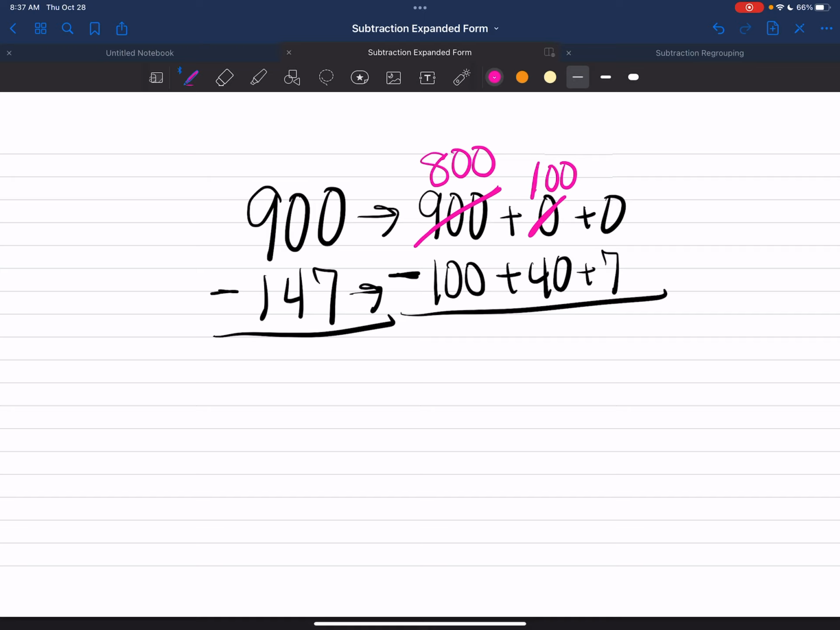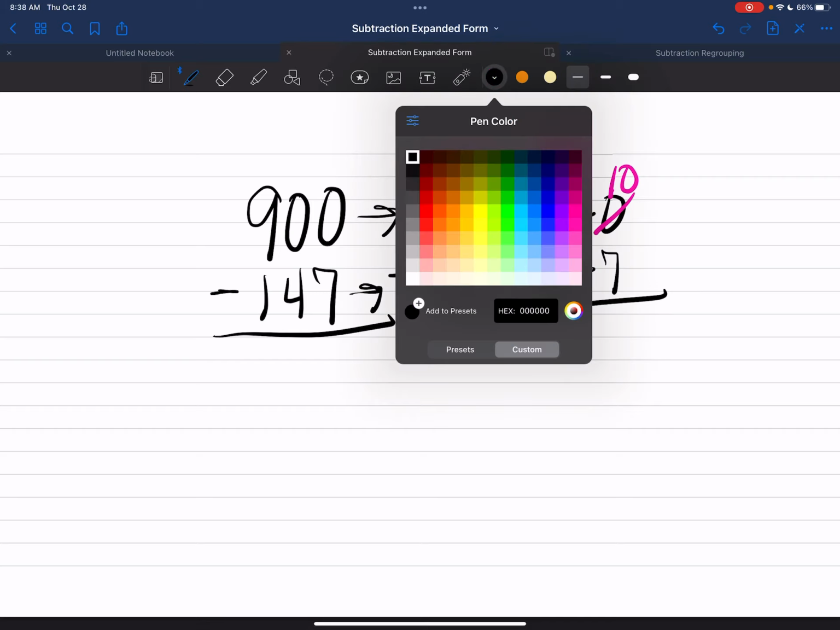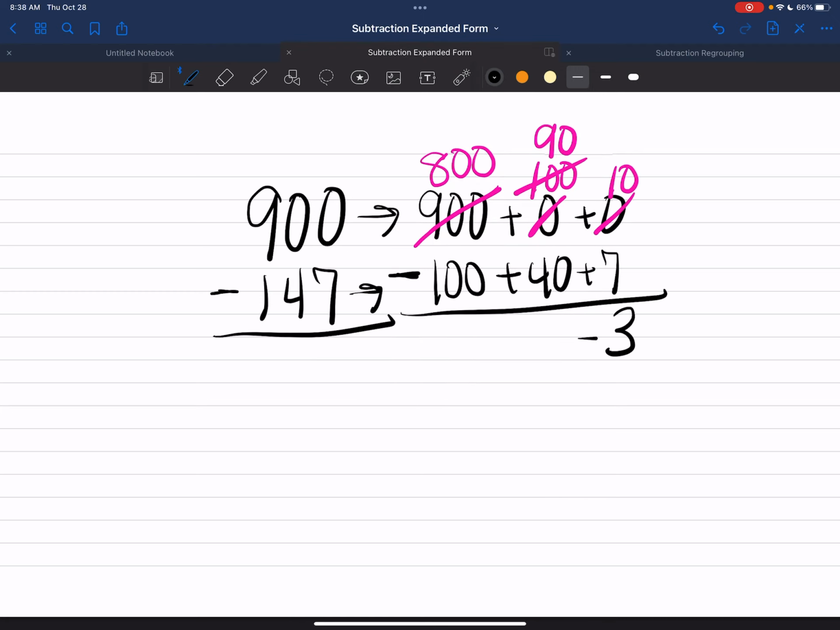Again, that still doesn't help me in my ones place, so I can take a 10 from the 100. 100 minus 10 is 90, and 0 plus 10 is 10. Now I can subtract. 10 minus 7 is 3, plus 90 minus 40, 50, plus 800 minus 100, which is 700. We cannot leave our answer in expanded form, so we put it in standard, 753.